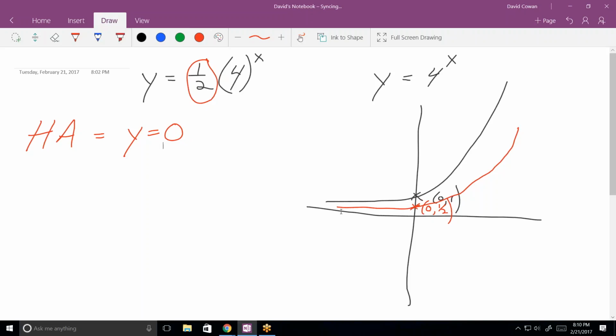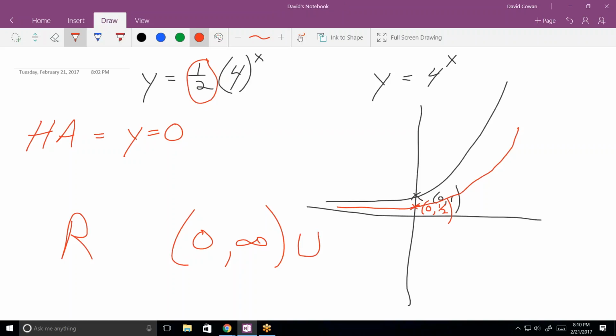Are you giving these answers in interval notation? Yes, that would be interval notation, 0 to infinity. Sometimes you'll have multiple intervals, and then you combine them by putting a union symbol between them. That's the beauty of interval notation.